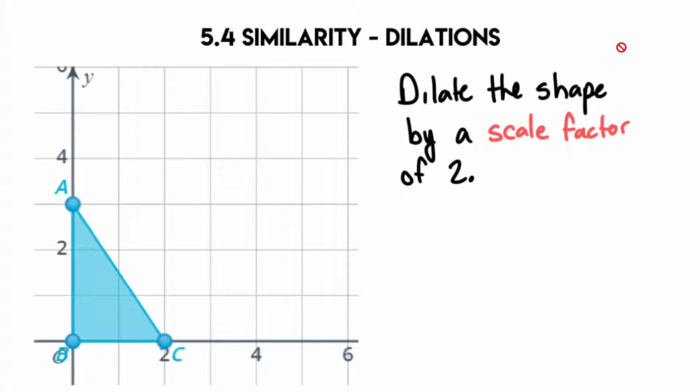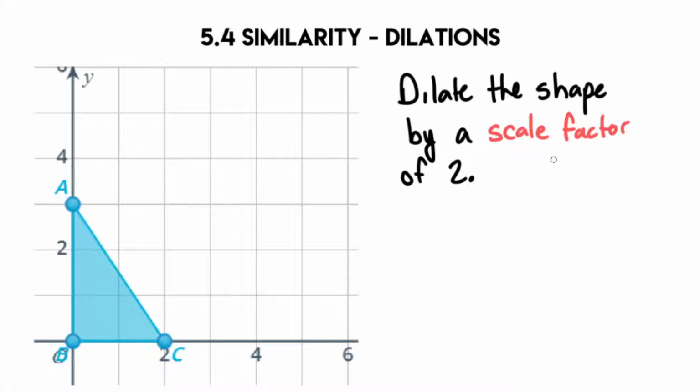So here we go. Dilate the shape by a scale factor of 2. The way that we dilate a shape, we always have to know a scale factor because that tells us what we're actually doing to the shape. We have a scale factor of 2, so that means the size of this shape is going to double. If this was a 3, it would be tripling. If it was a 4, it would be quadrupling. So this is going to grow twice its size.